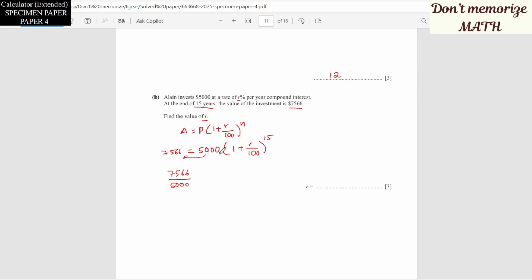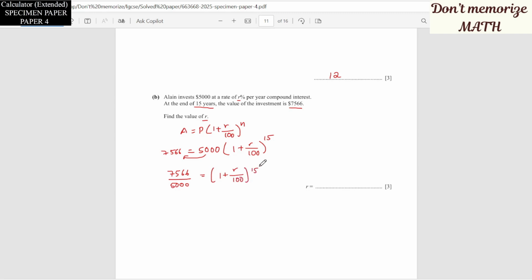How did it become divided by? Here it is 5,000 multiplied by some bracket or some number, right? So when you move a multiplication number to the left side or right side, it will become division. Multiplication will become division. Division will become multiplication. Okay, I will show you step by step, don't be confused.